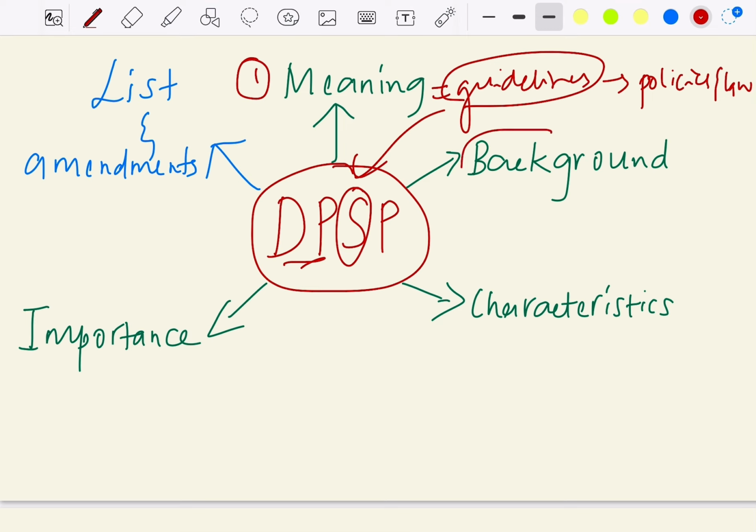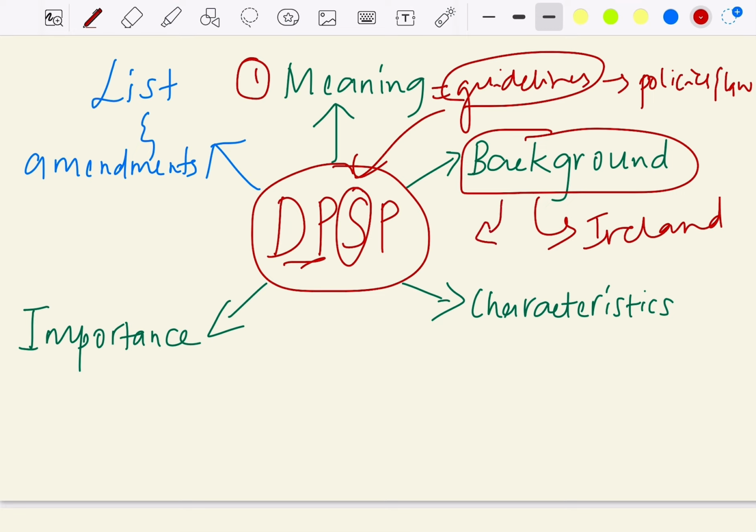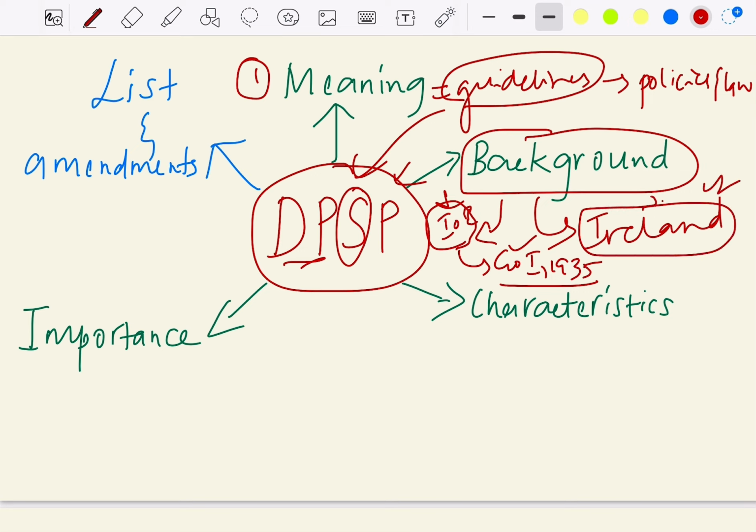So next is the background. We got the idea of having the Directive Principles of State Policy from Ireland. Also, before independence, this was already there in the form of the instrument of instructions, which was introduced through the Government of India Act of 1935. The Directive Principles of State Policy are similar to this instrument of instructions, and this was before independence. After independence, we have it in the form of DPSP, and the idea of having this was from the Irish Constitution.